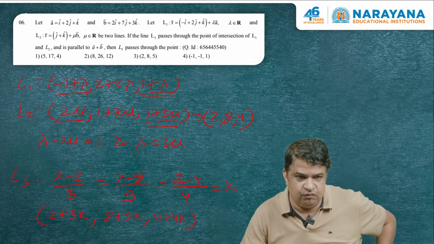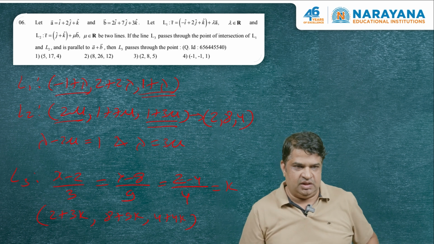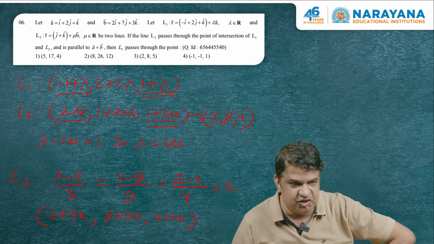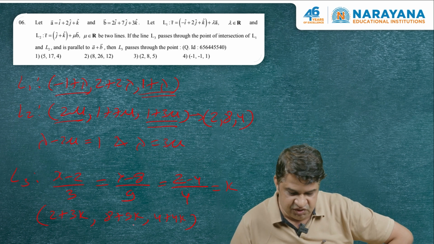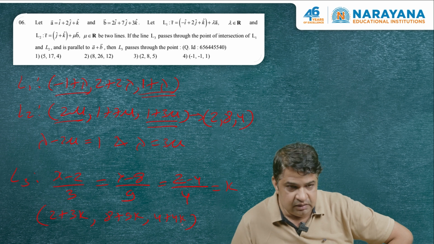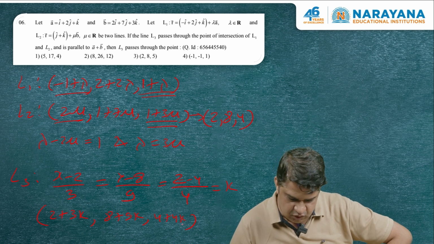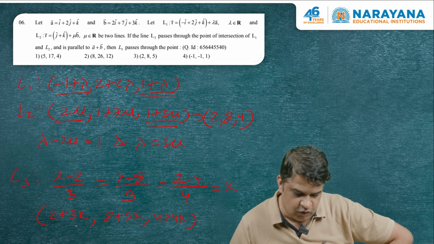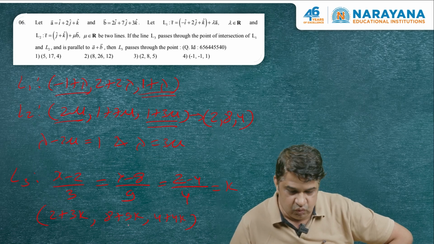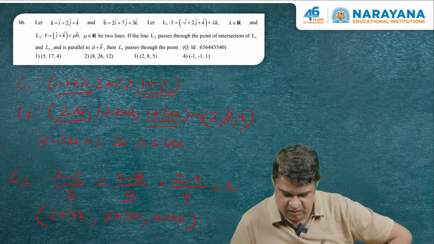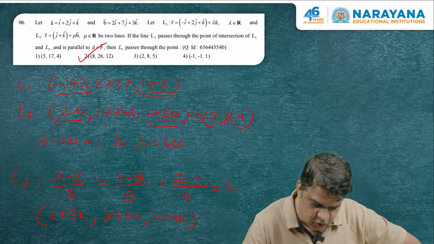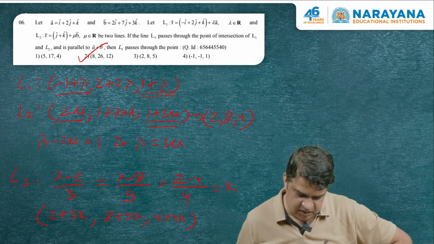Now, we have to check which of the following points lie on L3. For the first option k must be 1. If we take k as 1, the second is 17, correct, the third becomes 8. So, the first option is wrong. For the second option, for 2 plus 3k to be 8, k must be 2. If k is 2, the second is 26, correct, the third is 12, correct. So, your second option is correct, it is lying on the line.